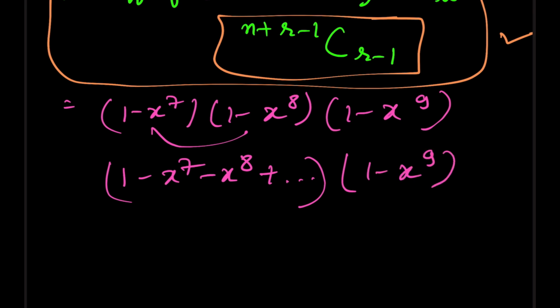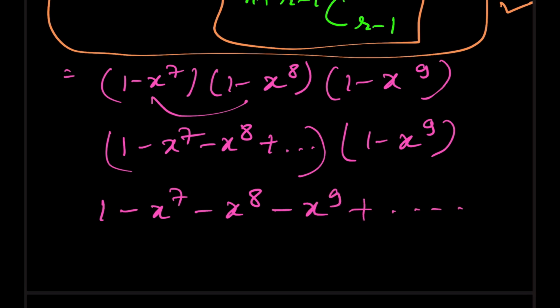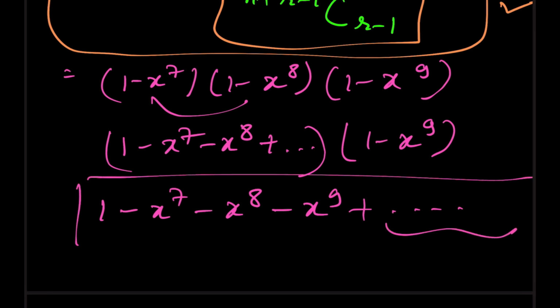When you multiply it with this, here again you get 1 - x^7 - x^8, and when you multiply by x^9 and further terms, all the terms will be higher than x^10. So we will consider only till here, because we want the coefficient of x^10.